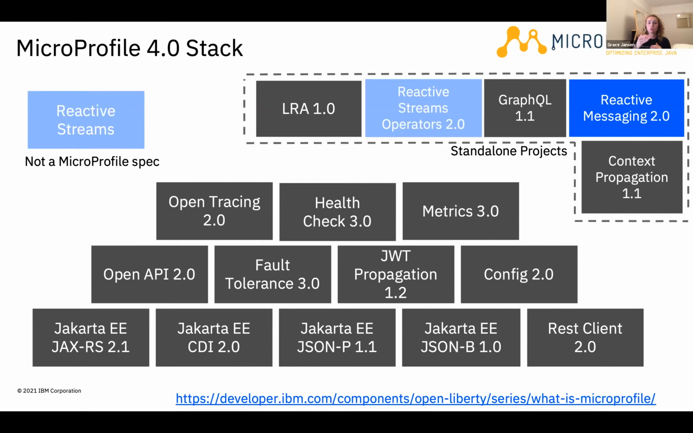But on top of that, it also introduces additional APIs like health check, for example, and metrics, which are really useful when you're using distributed systems like the cloud. It enables things like external configuration, authentication through JWT, open tracing, fault tolerance, etc. So lots of really useful APIs there.